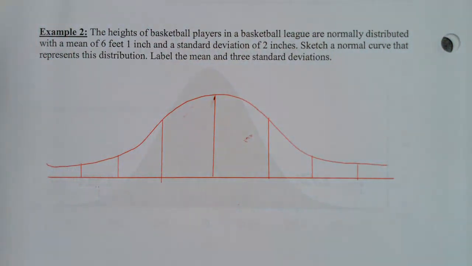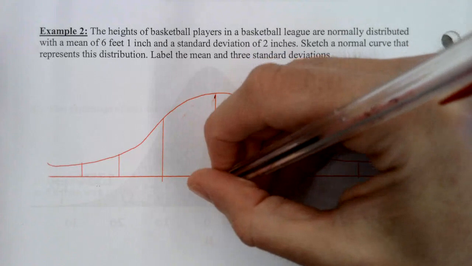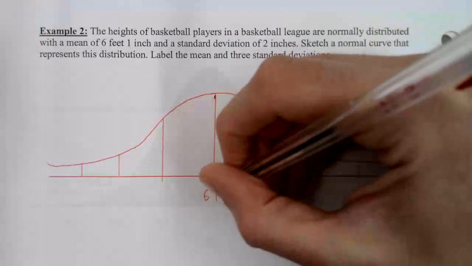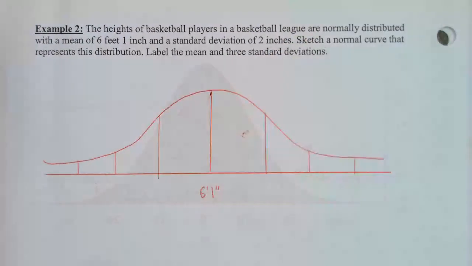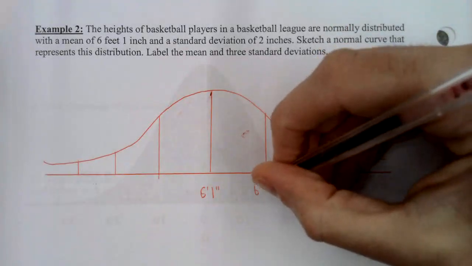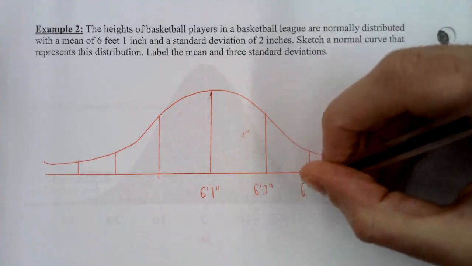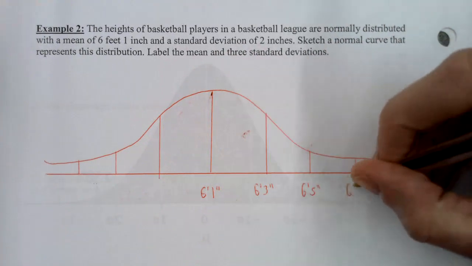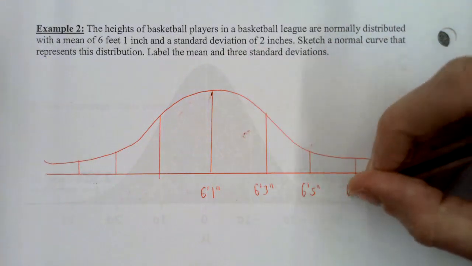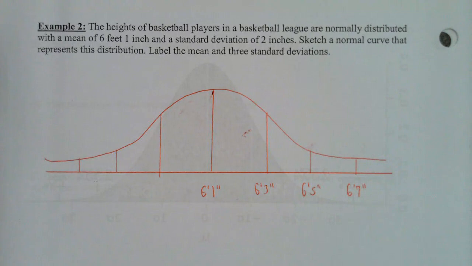All right, so the average height of a basketball player is 6 foot 1. So that'll be right here. Standard deviation is 2 inches, so let's add 2 inches in each direction here. And then I'm going to subtract 2 inches in the other direction.